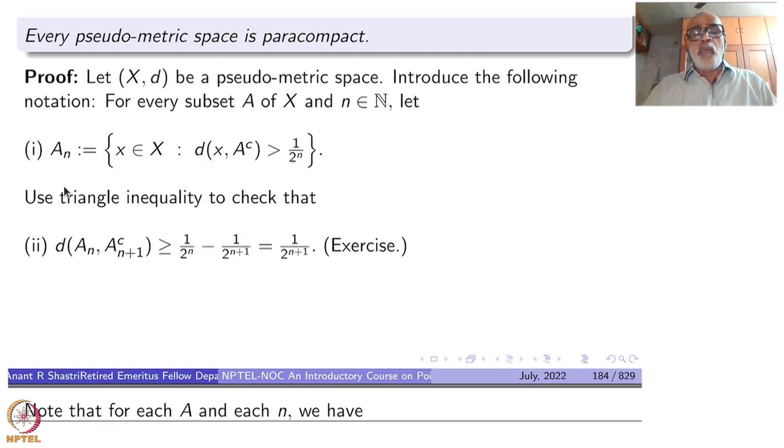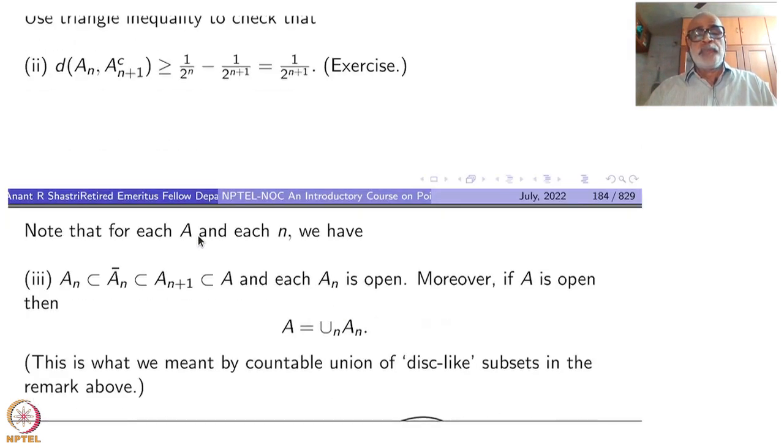One thing very easy to see is that using the triangle inequality, the distance between A_n and the complement of A_{n+1} will be bigger than or equal to 1 by 2 power n minus 1 by 2 power n plus 1, which is 1 by 2 power n plus 1. I again leave this elementary thing as an exercise to you.